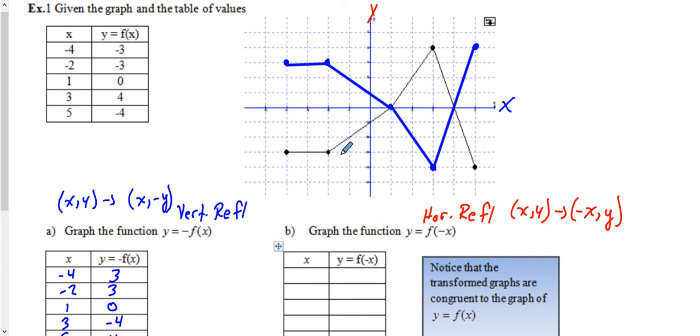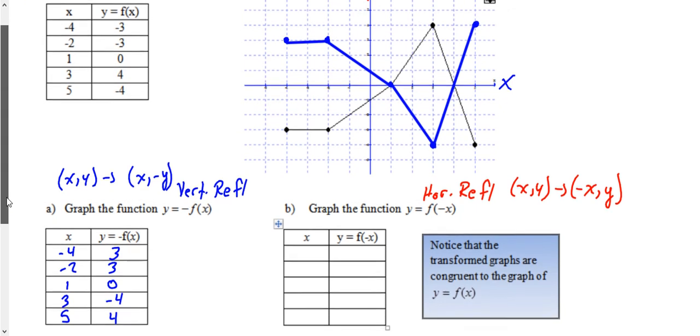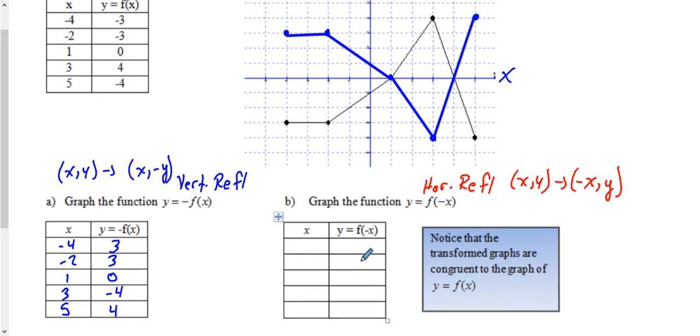So taking our original and reflecting everything over our y-axis. Again, you could start off with your coordinates. That's what I would do, or you could just sketch it on and then copy down your coordinates there. It doesn't matter. So what's going to happen here? All my original y values stayed the same.